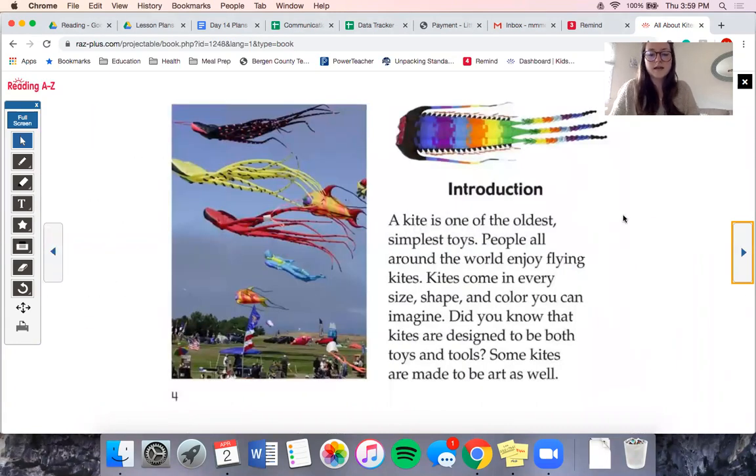Introduction. A kite is one of the oldest, simplest toys. People all around the world enjoy flying kites. Kites come in every size, shape, and color you can imagine. Did you know that kites are designed to be both toys and tools? Some kites are made to be art as well. So I can break apart this page from the rest of the story by thinking to myself, okay, this is the introduction. It's telling me about what a kite is, what a kite looks like, and what they're for.